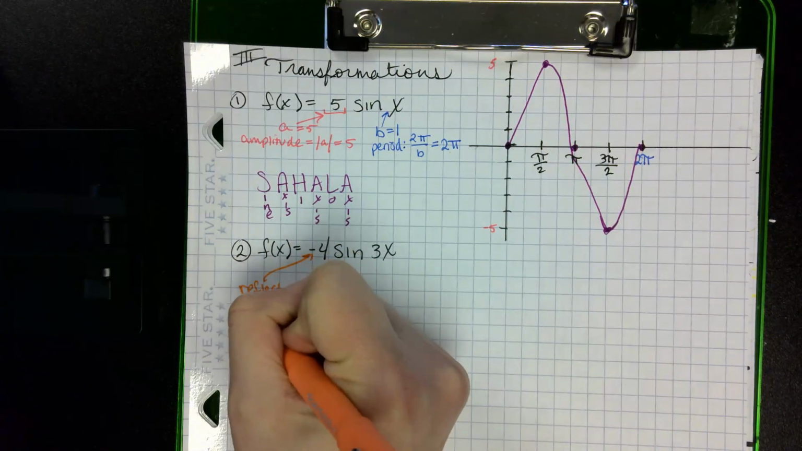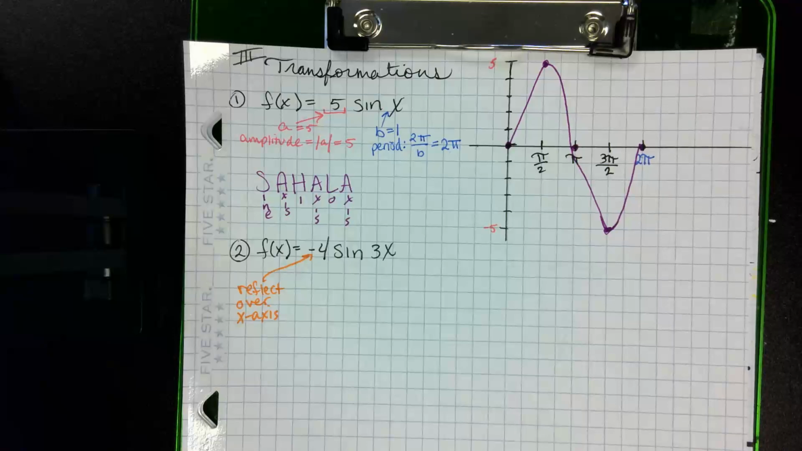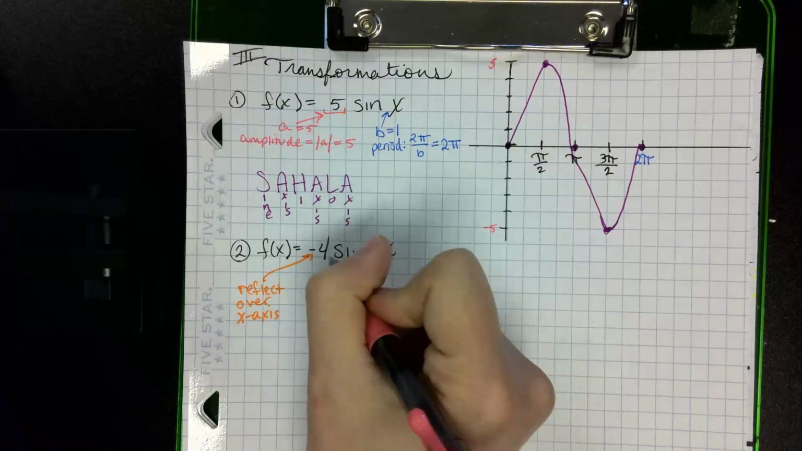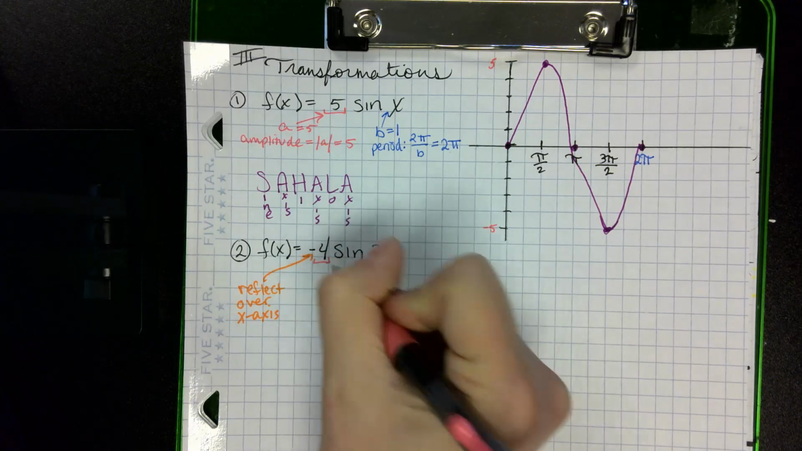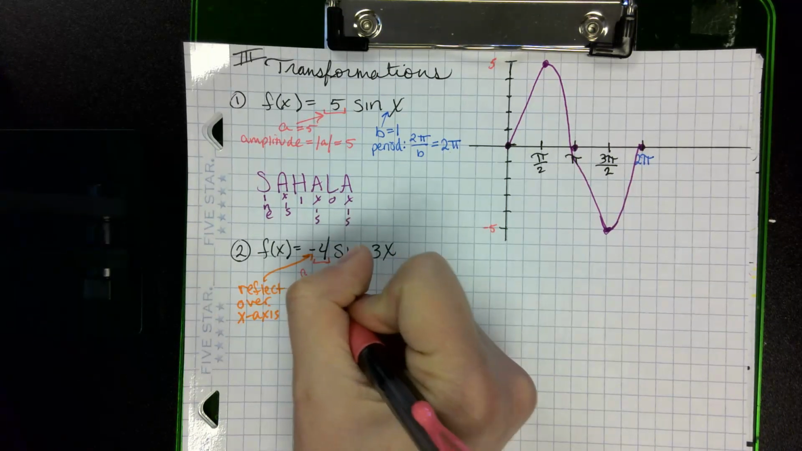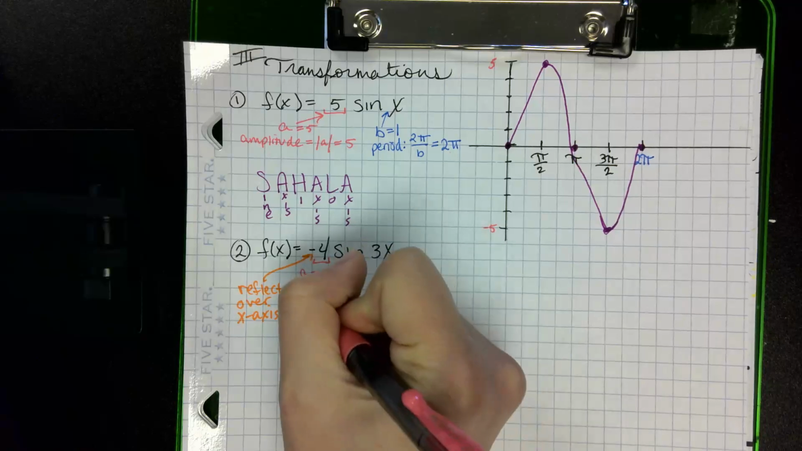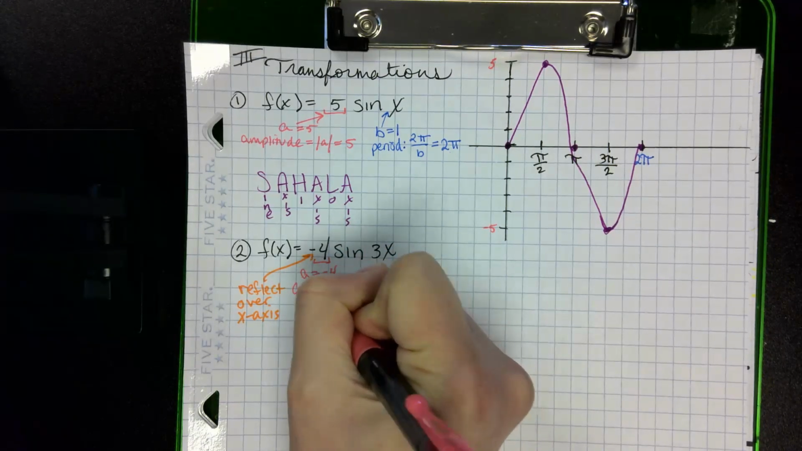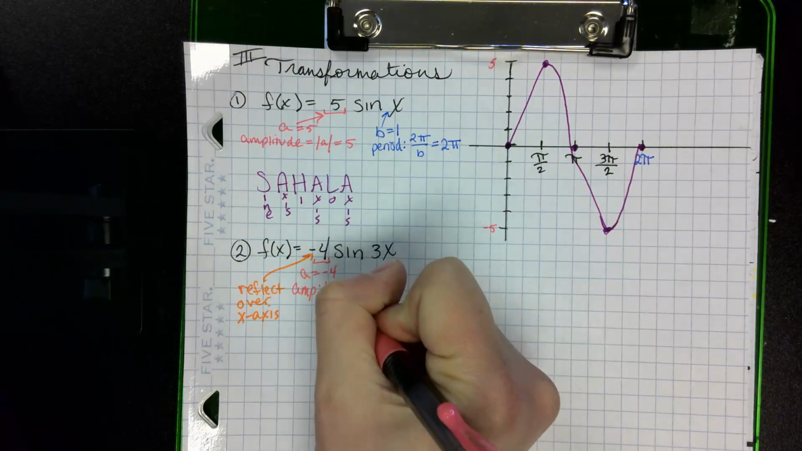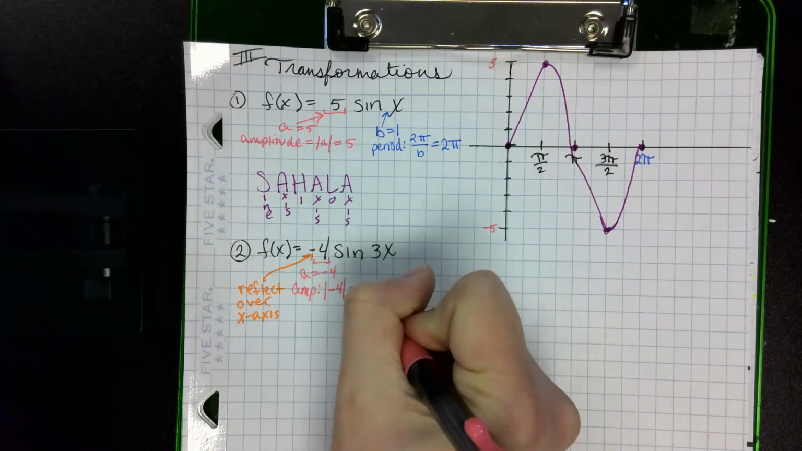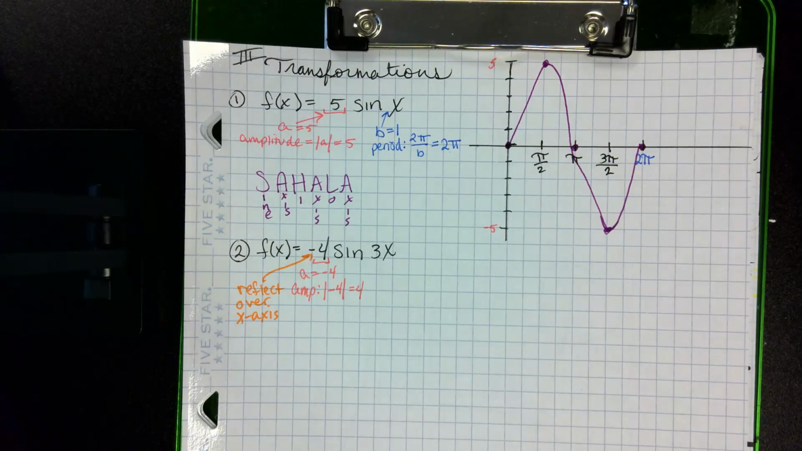So you save that for the end, but don't forget about it. Because the a value is negative 4, a equals negative 4, but the amplitude is the absolute value of negative 4, which is 4. So I'm going to go up 4 and down 4 from the x-axis, or from the midline, I should say.